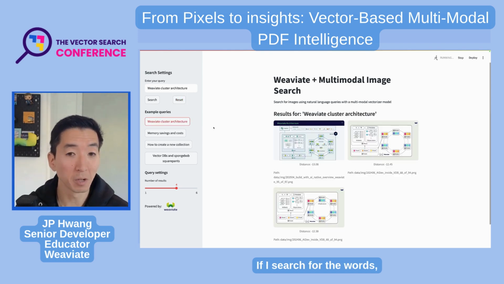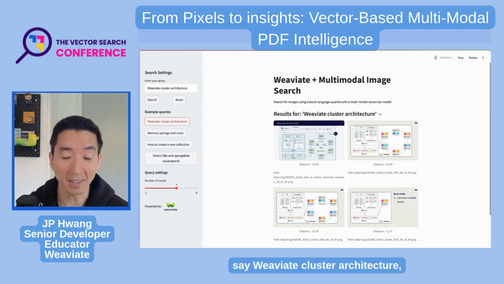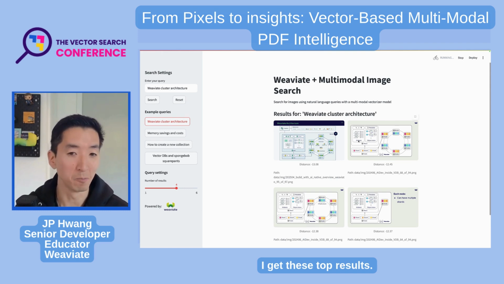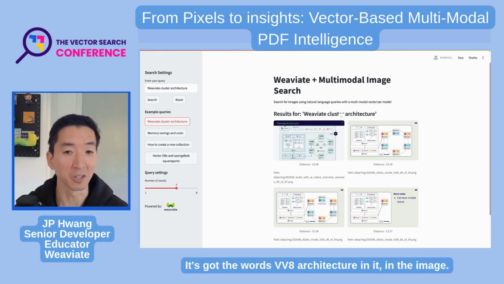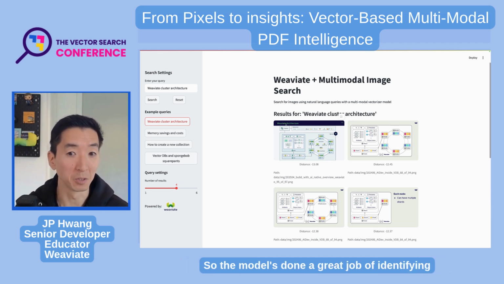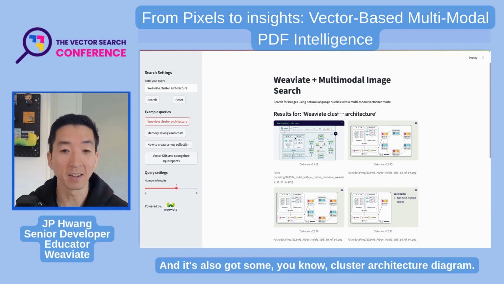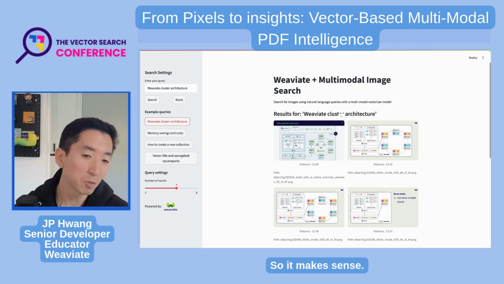If I search for the words, say, Weaviate cluster architecture, I get these top results. The first one makes sense. It's got the words Weaviate architecture in it in the image. So the model's done a great job of identifying that. And it's also got some cluster architecture diagram. So it makes sense.